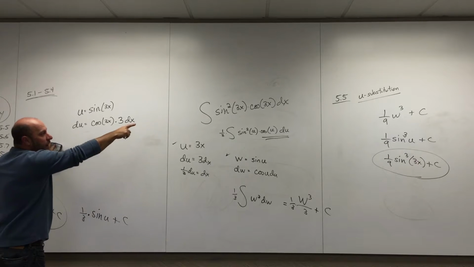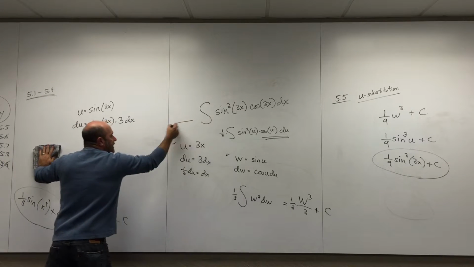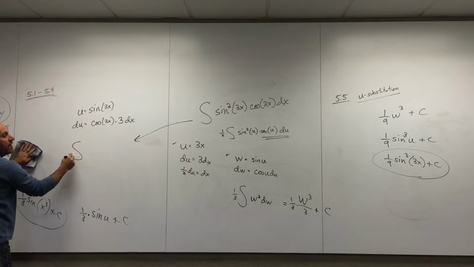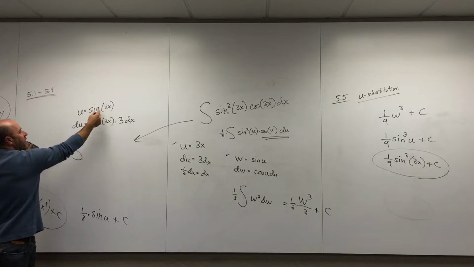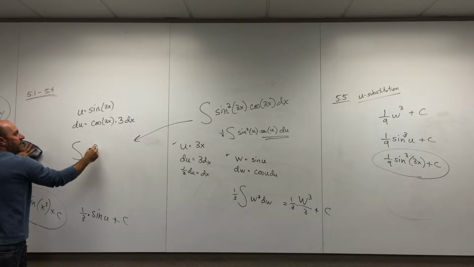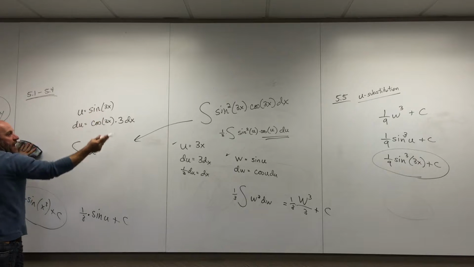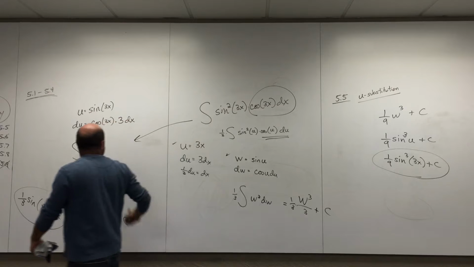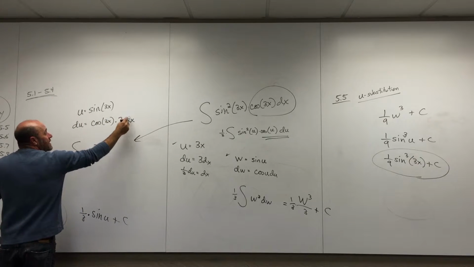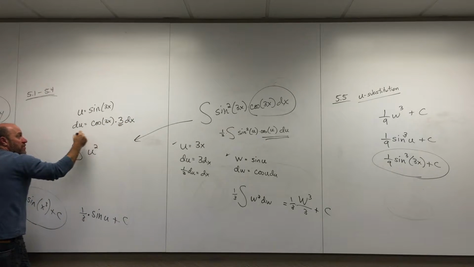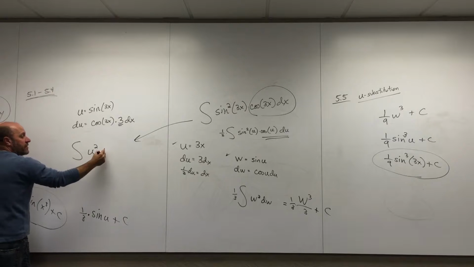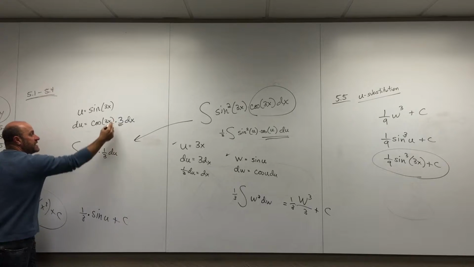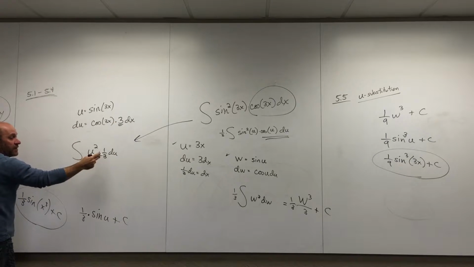So 1/3. I'm going back straight to this. Here we go. What's that, sine squared 3x? Oh, that's my u squared. And then what's that, cosine 3x dx? That is 1/3 du. Yeah, it's a 1/3 du. You're right. You guys see it? Good. You're learning, dude. This is good.